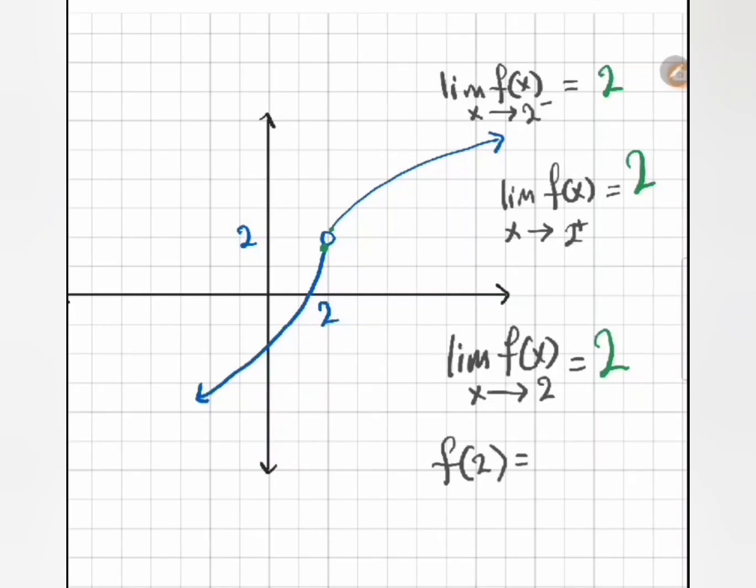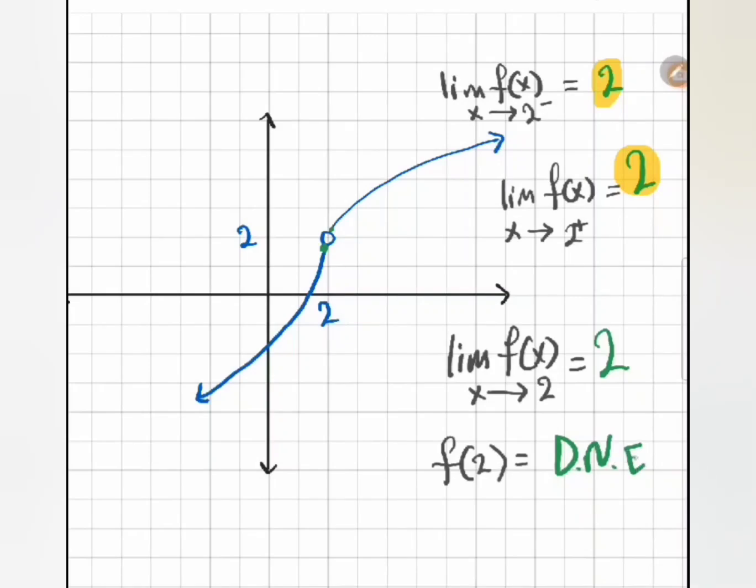Now, what is the value of f of 2? When x is exactly 2, what is the y value? Notice that there's no closed circle in this particular example. So therefore, it does not exist. If you don't see a closed circle at x equals 2, f of 2 is not defined.